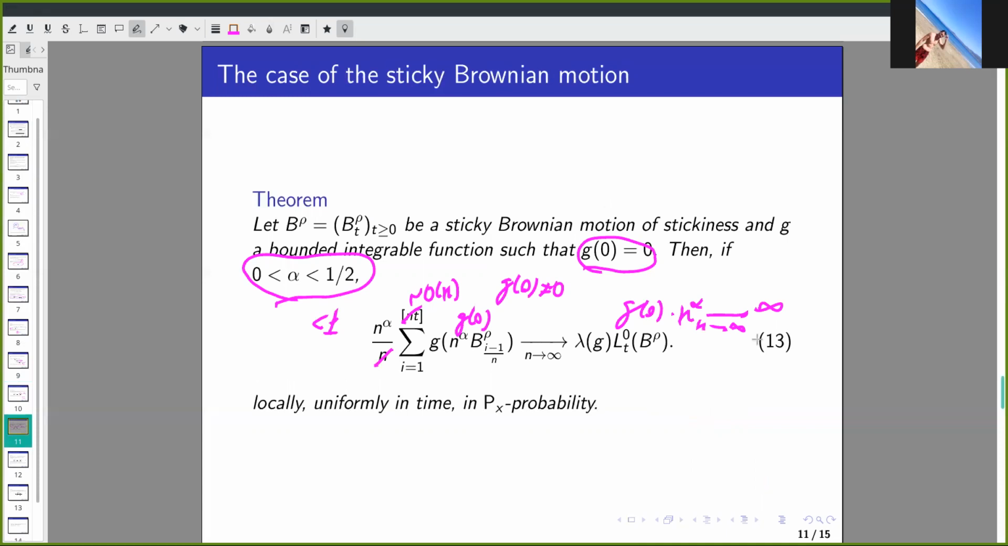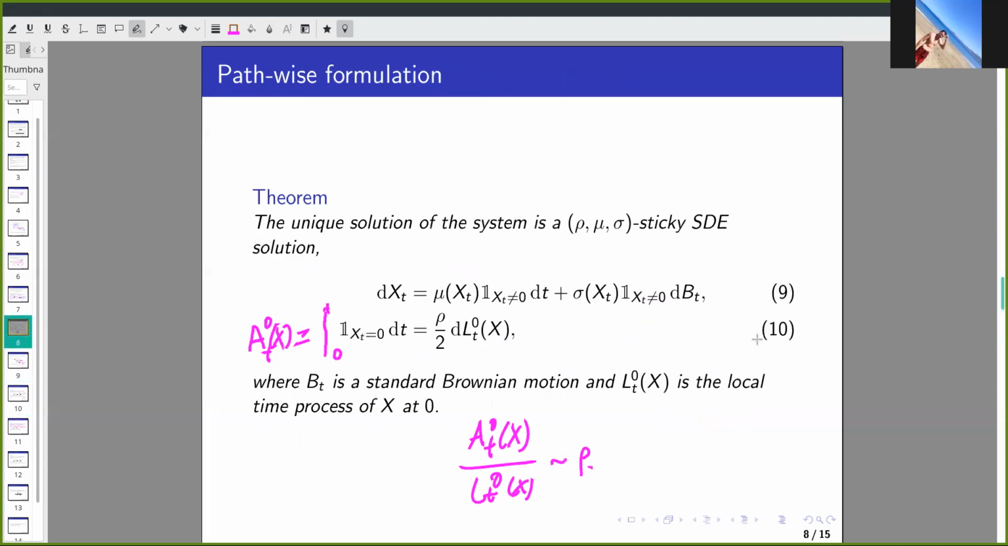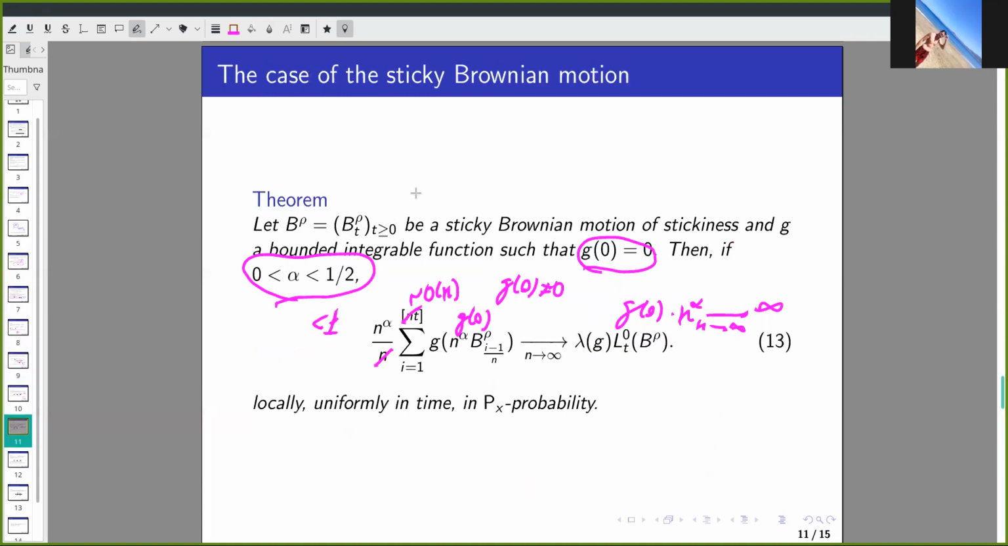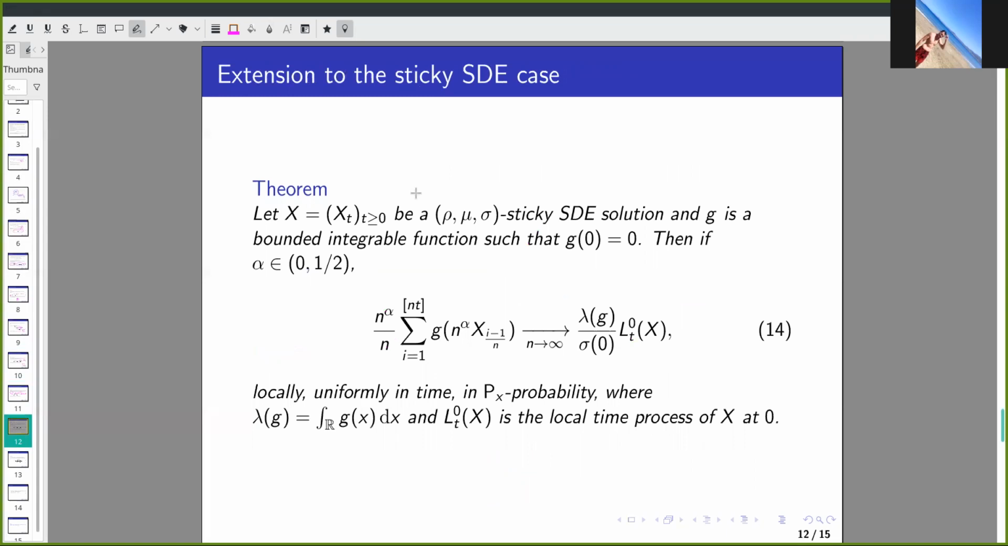Anyway, in fact, we don't prove this result. We prove something more general: a rescaled version of this, which, along with the trajectorial behavior of a sticky SDE, which implies Girsanov, results in extending the result for a sticky Brownian motion to the result for any sticky SDE. So if we have X a solution of a sticky SDE, g a test function so that g(0) equals 0, and an alpha, so far proven between 0 and a half, then this quantity over here converges to the local time.